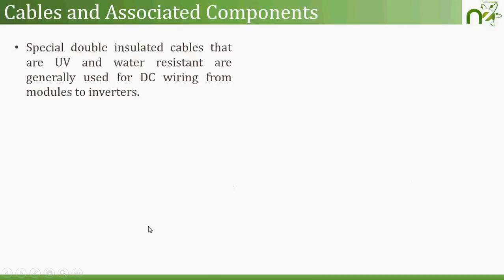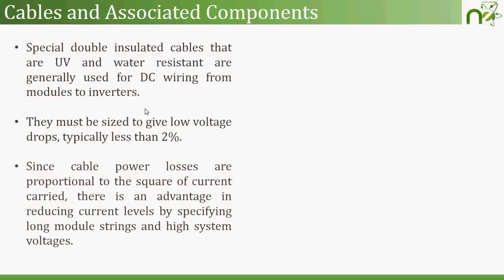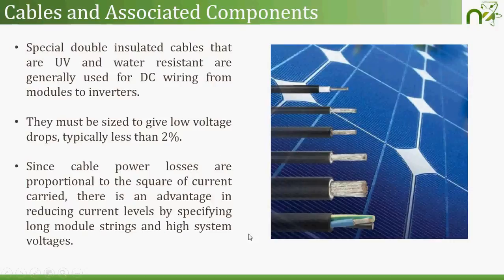Now the cables and associated components. We normally use special double insulated cables, which are ultraviolet and water resistant, in order to protect against voltage or extra surge from the earthing, the solar PV system, or the load. The voltage drop that we follow in cables and associated components is less than 2%, since cable power losses are proportional to the square of the current, because losses are measured as I squared R, the square of current times resistance. So if we reduce the current, then of course the cable power losses will be less. Different types of cable that we use in solar PV systems are depicted in the visual.